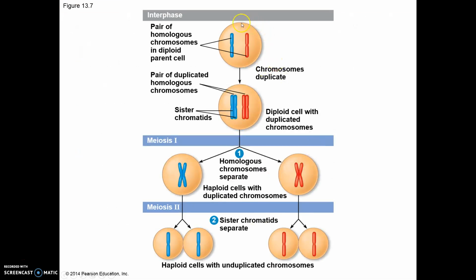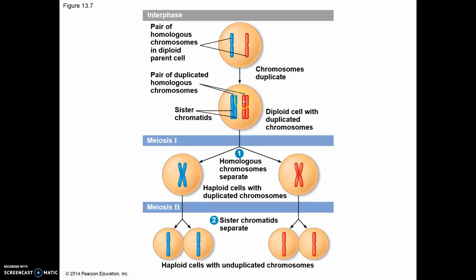So just as a schematic, here we have a cell that has 2 chromosomes. These are both chromosome 1, this one from dad, this one from mom. The very first step is to go through interphase, where we replicate that DNA. That produces these sister chromatids. So now we have 2 copies of dad's chromosome 1 and 2 copies of mom's chromosome 1.